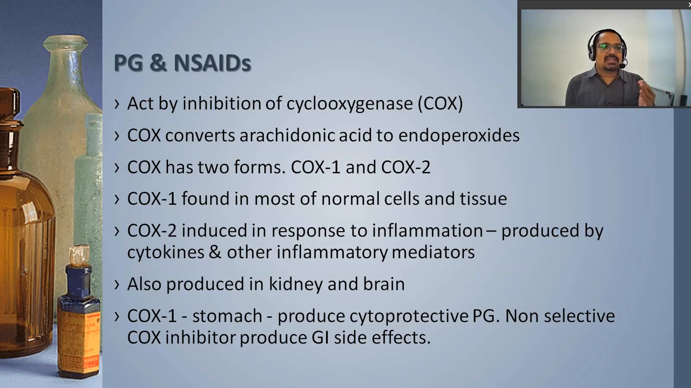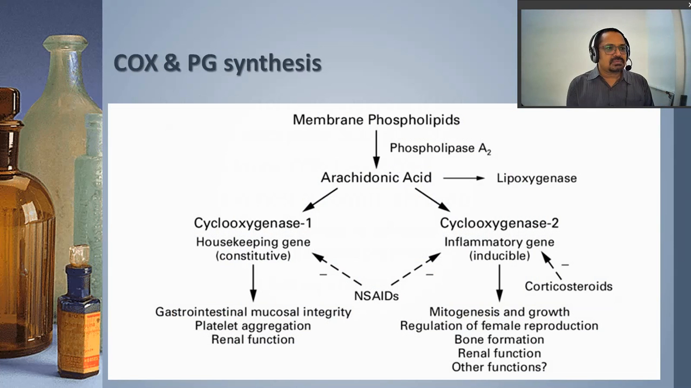Whenever they are synthesized from COX-2, these cytokines, prostaglandins and mediators work as inflammatogens, whereas whenever they are produced in the stomach from COX-1, they produce a prostaglandin which is cytoprotective in nature. So COX-1 is cytoprotective, COX-2 is inflammatogenic, producing the inflammatory mediators. Non-selective inhibitors of these COX will have anti-inflammatory property, but they inhibit the cytoprotection and may give you gastrointestinal side effects. So this is the mechanism which is responsible for it.